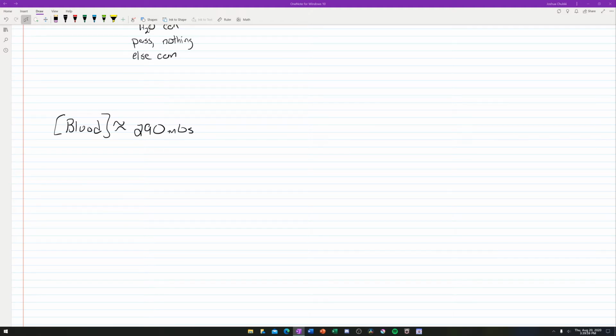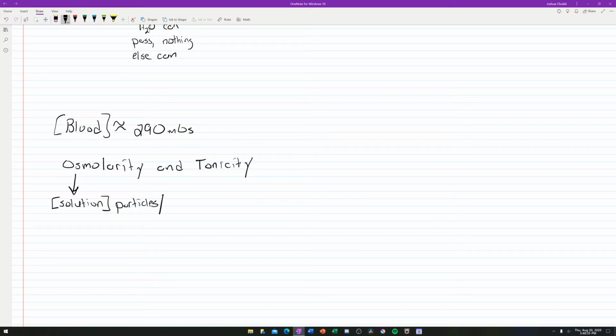And what this brings us to is two terms called osmolarity and tonicity. Osmolarity, the definition of that, is the concentration of a solution, and how it's written is particles per liter. It's the concentration of a solution in particles per liter.